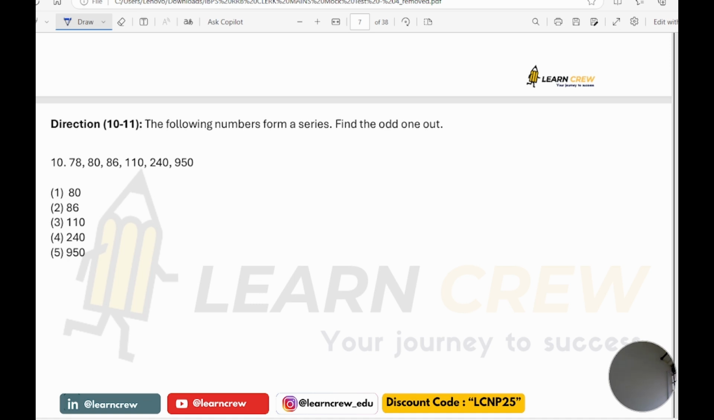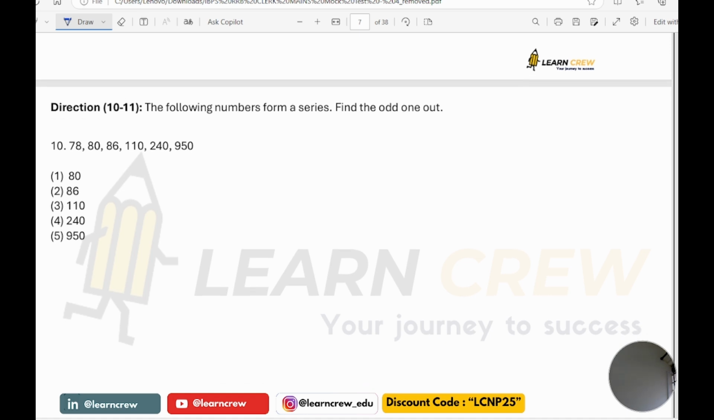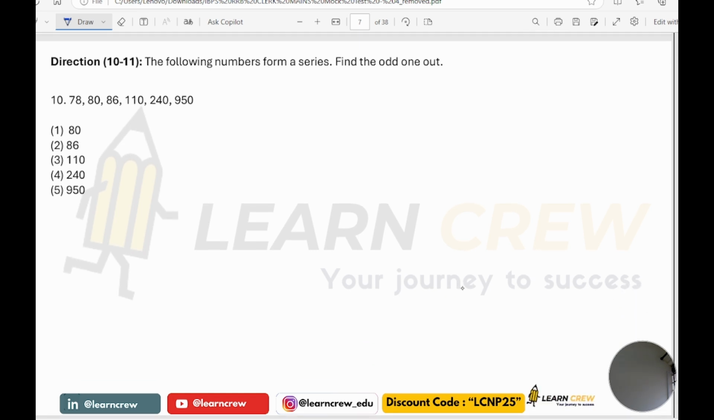The following numbers, find the odd one: 78, 80, 86, 110, 240. 78 plus 2 factorial is 80. 80 plus 3 factorial, 80 plus 6, is 86. 86 plus 4 factorial, 24, is 110. 110 plus 5 factorial, 120, is 230. 240 is the wrong term.